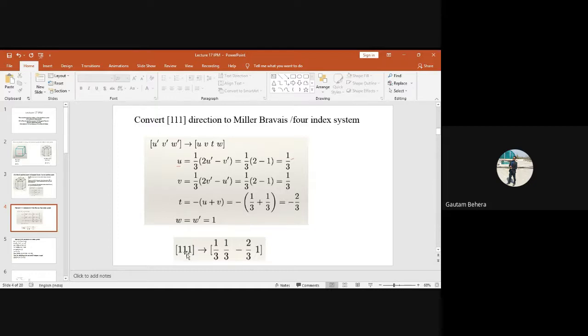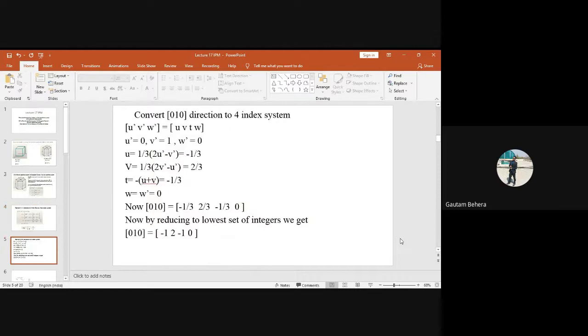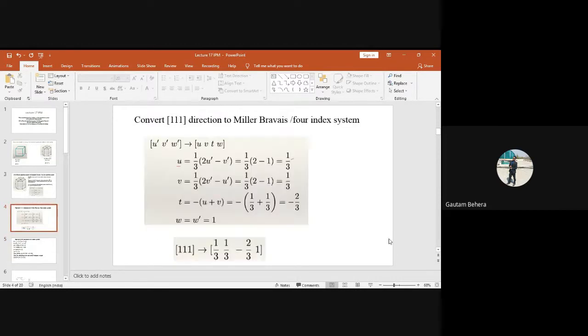This is Miller indices system, and this is Miller-Bravais indices system, right? But this is in form of fraction, right? So if you remember, I told you we basically denote finally the Miller indices or Miller-Bravais indices not in form of fraction. It should be represented in form of integers, right? So we can convert it into simple things, right?